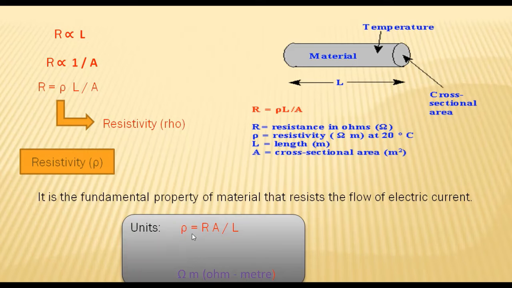Now let's check out the units for resistivity. We saw the unit for resistance was ohm, right? The unit of resistance is ohm, represented by the symbol omega. The unit of area is meter square, because area is always measured in meter square, and the unit of length is meter. Now one meter and one meter will get cancelled out, and you will remain with ohm meter. So the unit of resistivity is ohm meter.